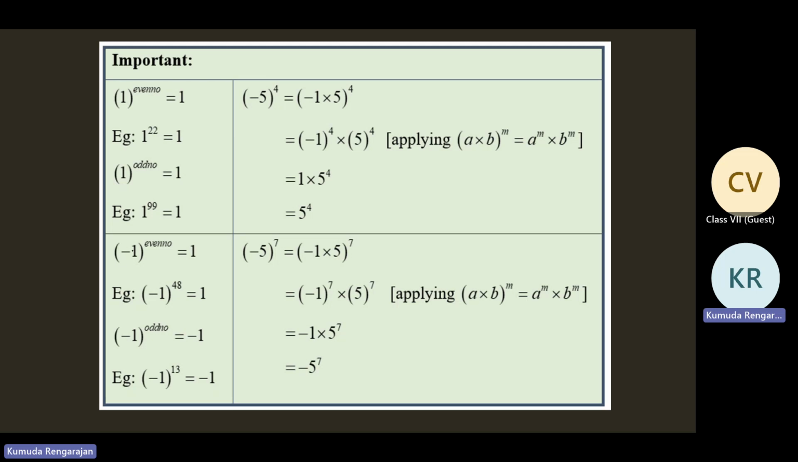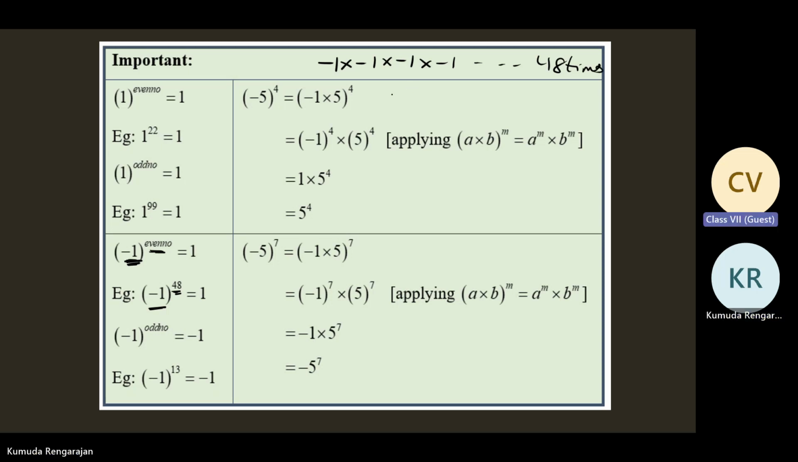Now look at this one. When the base is minus 1, then we have to be careful. When the base is minus 1 and it's raised to an even power, for example, minus 1 raised to the power 48, where 48 is an even number, what will happen? You will have minus 1 into minus 1 into minus 1, 48 times.